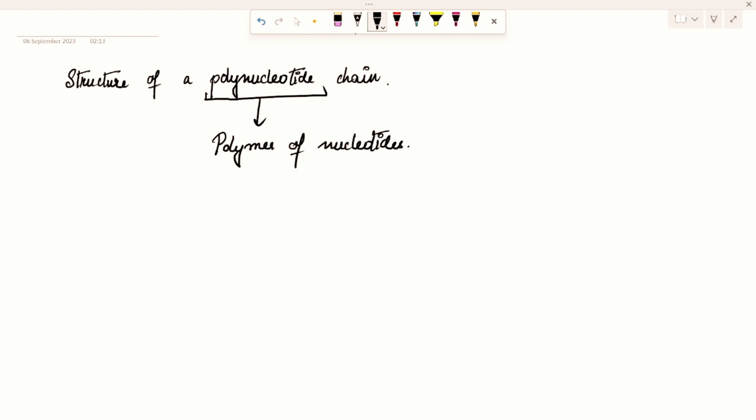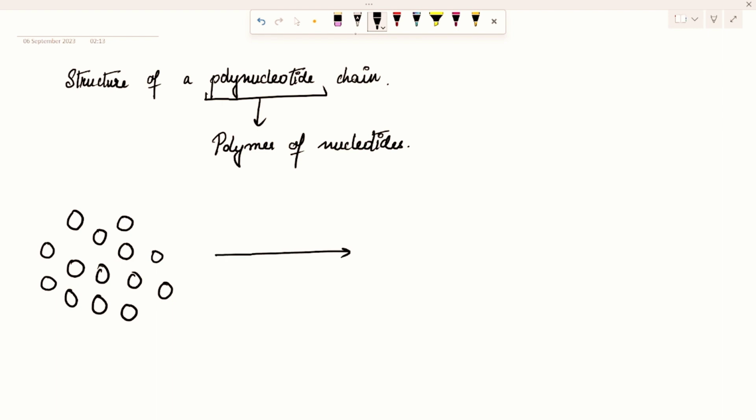Let's say we have these tiny individual units. These units are known as nucleotides. Now, if I want to make a long thread or a long chain out of these nucleotides, that will give rise to a structure like this. This is a polynucleotide.